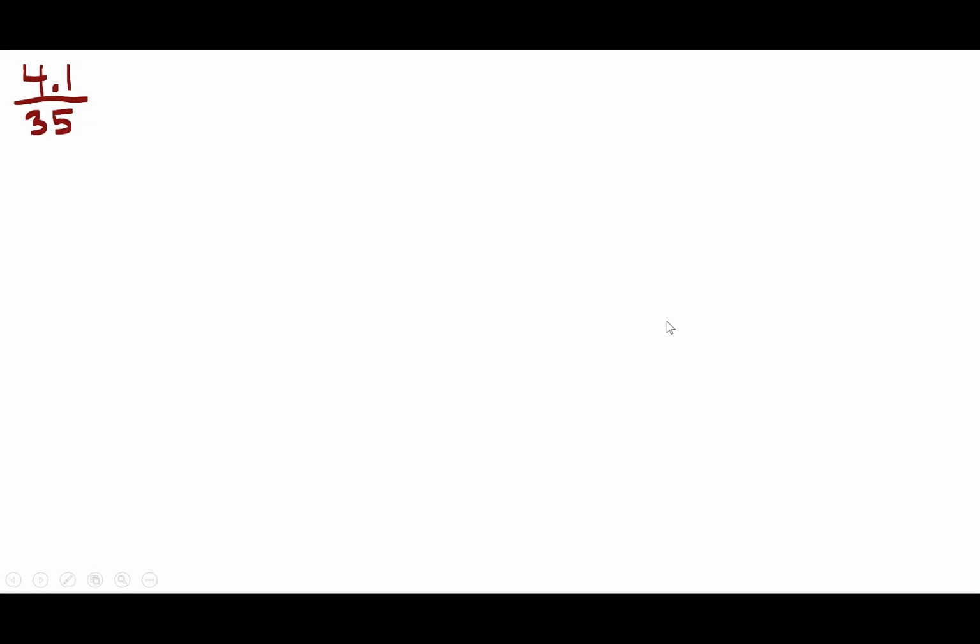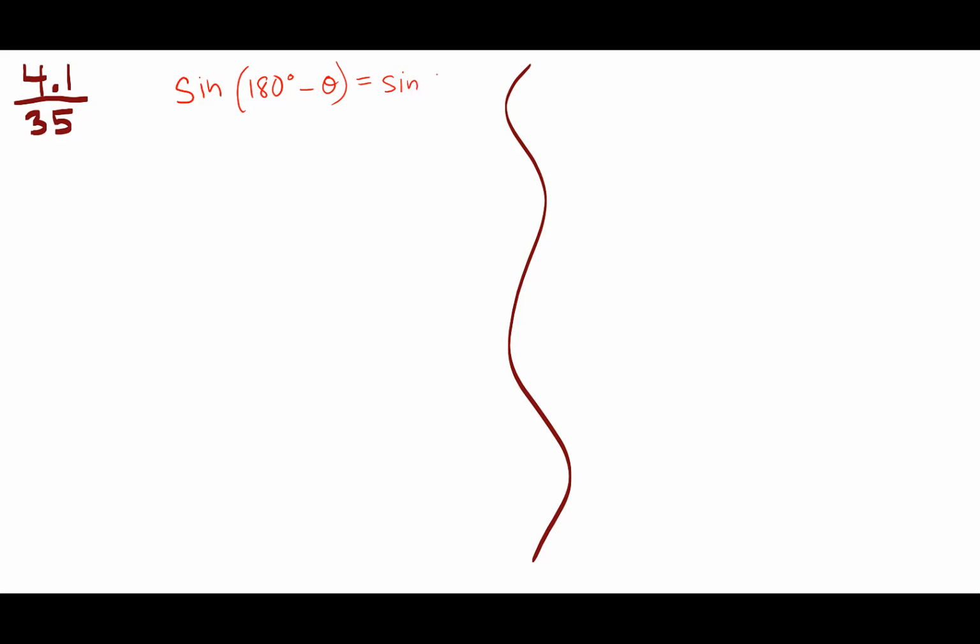All right, now we go on to 4.1, number 35. And this has to deal with, let me write it out just so we know what this is doing. This is to show that this is true. Well, whenever you're trying to see out of the blue to show if something is true, what you want to do is you want to just kind of play with it.